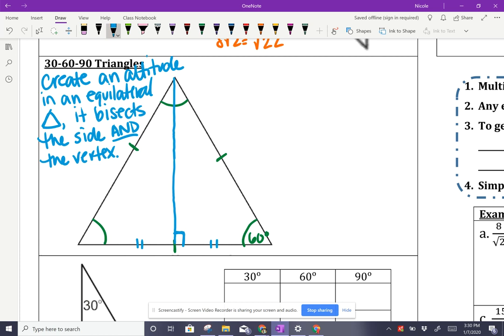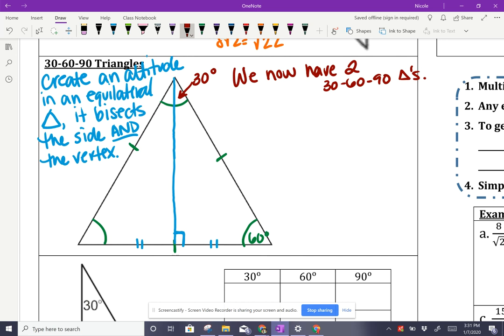So now I have an angle up here which is 30 degrees, because it bisects the vertex. So I have a 30-60-90 triangle. Now I have two 30-60-90 triangles. Now this is going to be true for any 30-60-90, but the equilateral triangle cut in half with an altitude is a great representation of it.